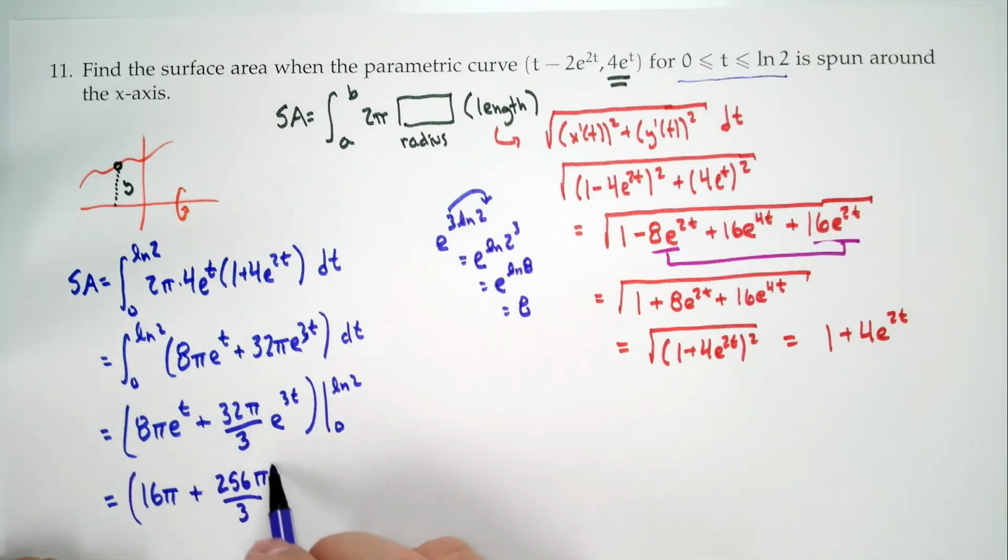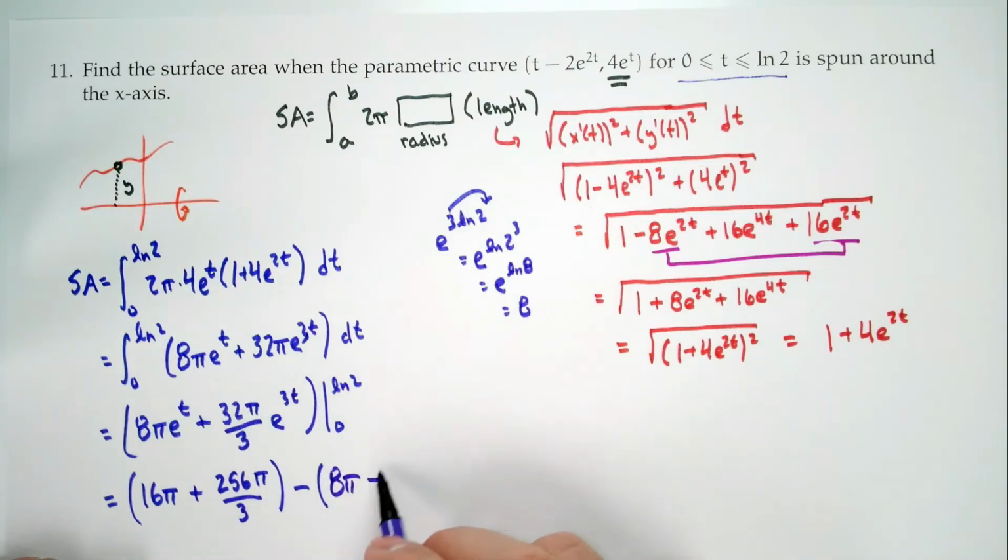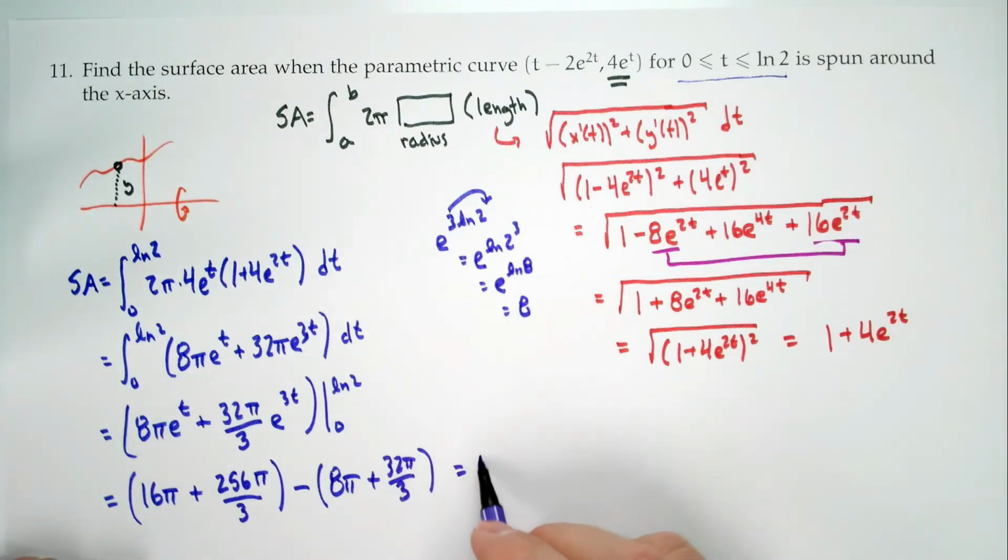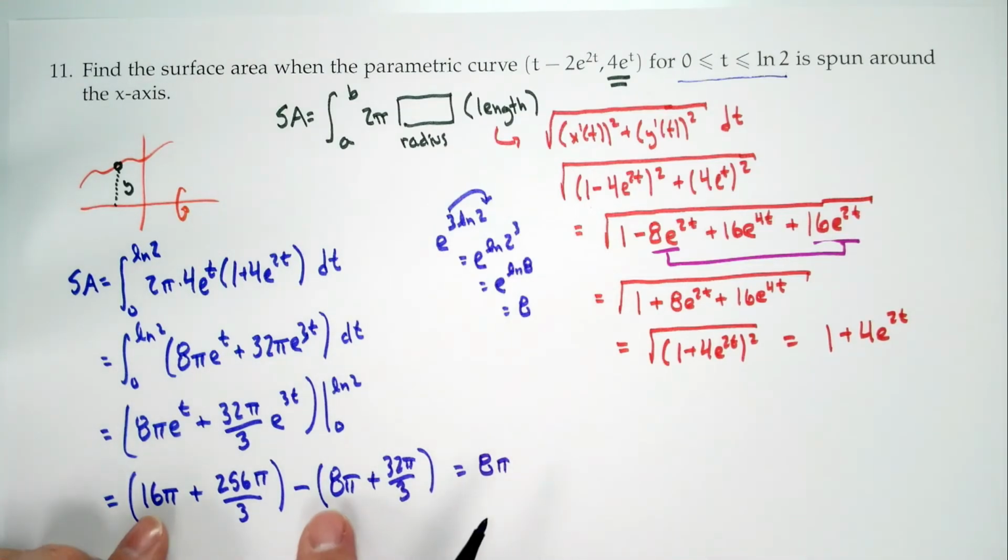Now that's when I plug in log 2. Don't forget, you also got to plug in 0. Well, but the nice thing is e to the 0 is 1. So you get 8 pi and subtract, plus 32 pi over 3. Now we can probably clean this up a little bit. 16 pi subtract 8 pi, that would give us 8 pi. So that's just difference there.